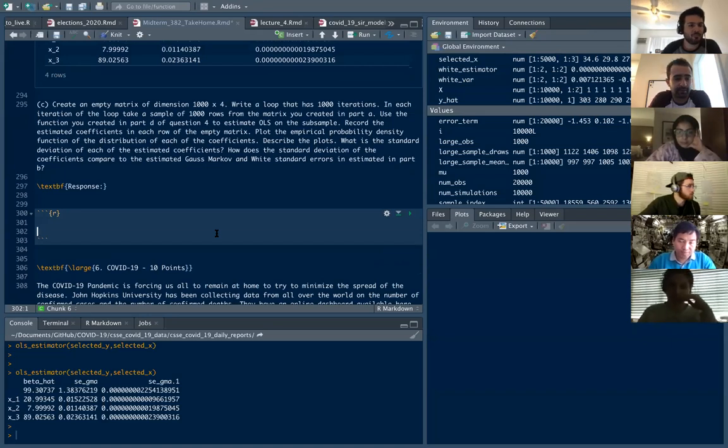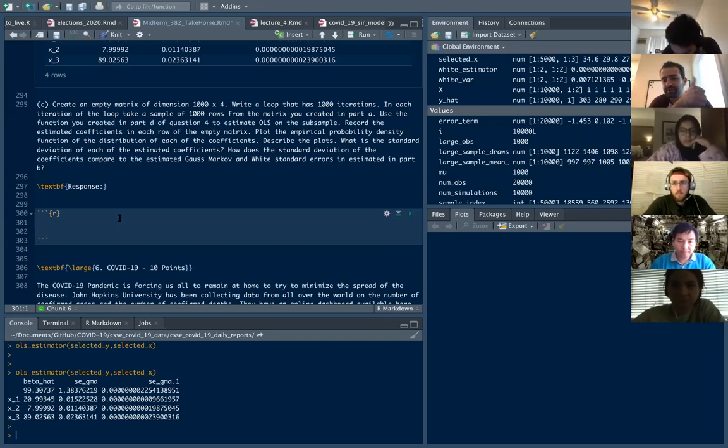Okay, the last question relating to OLS before getting into all the COVID stuff: create an empty matrix of dimension 1,000 by 4, and write a loop that has 1,000 iterations. In each iteration, take a sample of 1,000 rows of the matrix you created in part A, and use the function you created in part D of question 4 to estimate the OLS on a subsample. So basically, I'm asking you to plot out the distribution of the coefficients while using bootstrapping. So a third way of calculating standard errors. The standard way is under the Gauss Markov assumptions. The second way is using a robust covariance matrix with the White standard errors. And the third way is bootstrapping, taking random subsamples, and every time you do a subsample, recording the estimated coefficients.